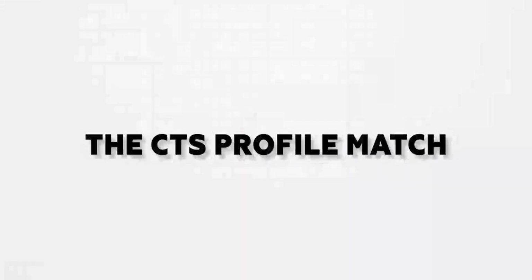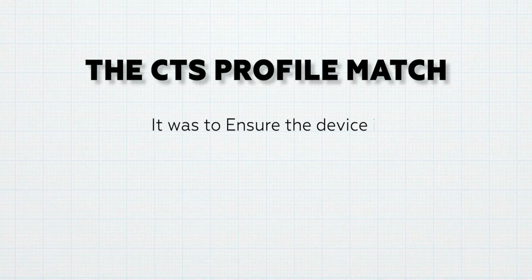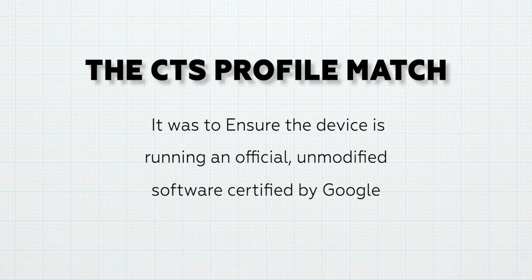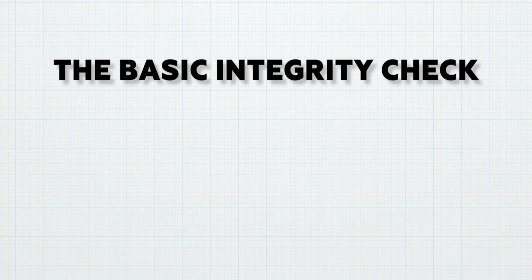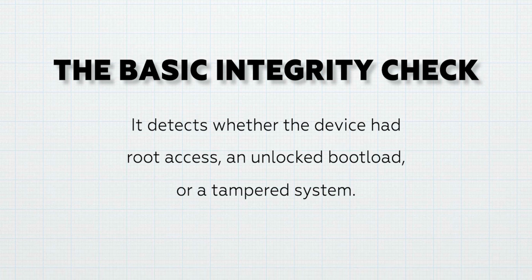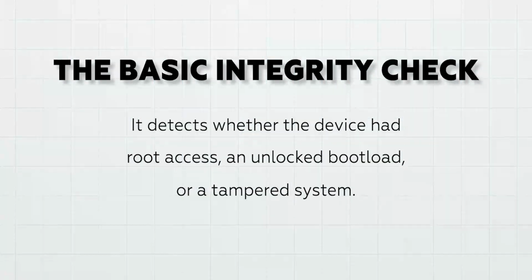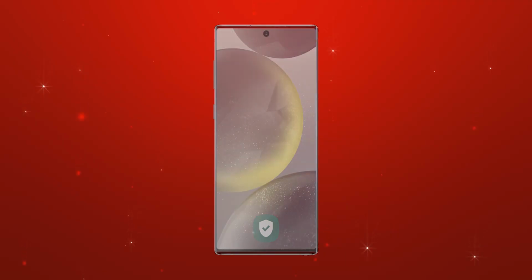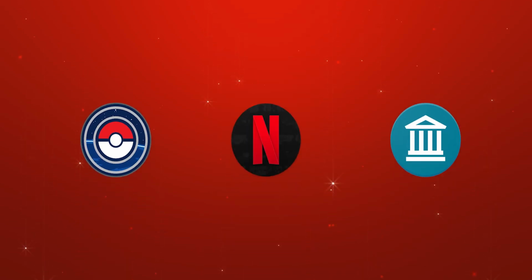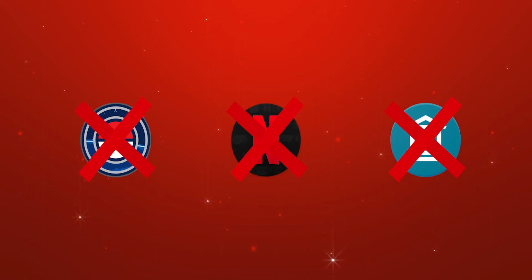The CTS profile match was to ensure the device is running official, unmodified software certified by Google. And the basic integrity check detects whether the device is rooted, has an unlocked bootloader, or a tampered system. If a device failed these checks, apps like Netflix, Pokemon Go, and banking apps could refuse to work.